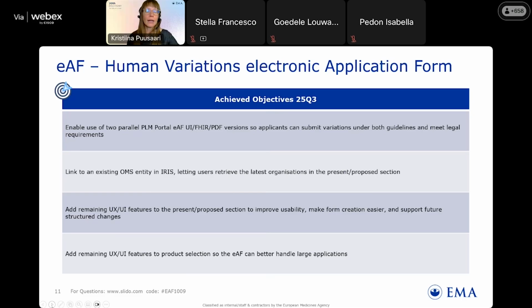We have also made some amendments into how we use OMS data in the eAF. So one of the main reasons why we are unfortunately not able to move to mandatory use is that we are using OMS data through IRIS, through an intermediary data layer. And in that data layer, we don't always get the latest OMS changes. So we have now implemented a direct connection to OMS in the present and proposed section, where you are able to retrieve the latest organization information.